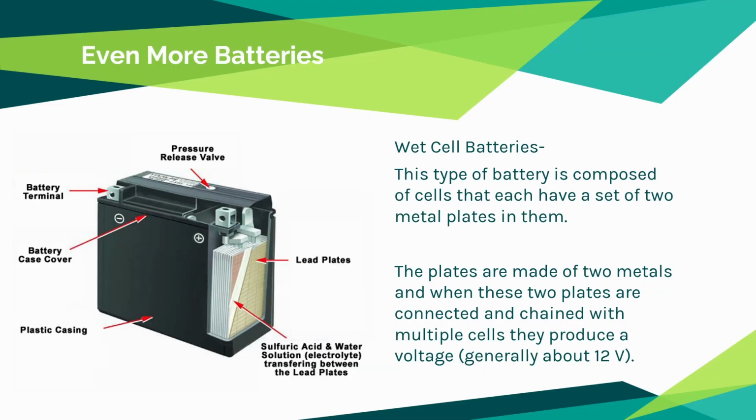More batteries. Wet cell batteries use liquid electrolytes and metal plates. A car battery is a common example. When the chemical reaction occurs between materials in the cell, they produce voltage. Many wet cell batteries provide about 12 volts.